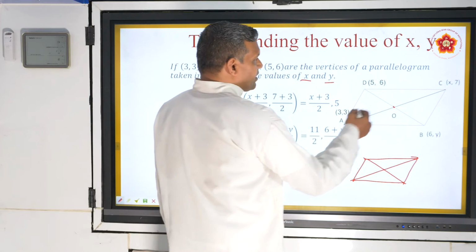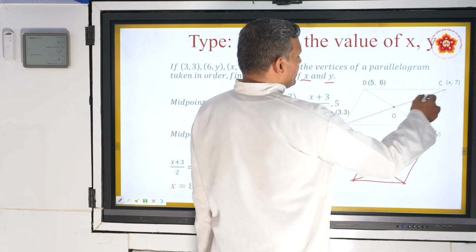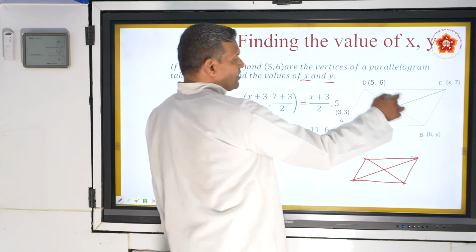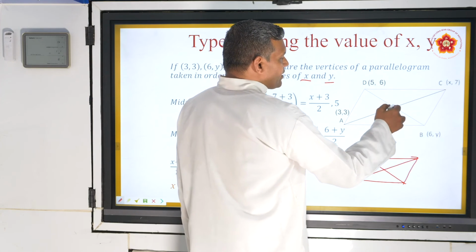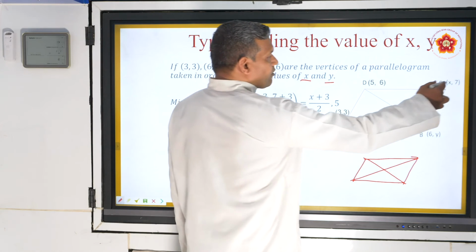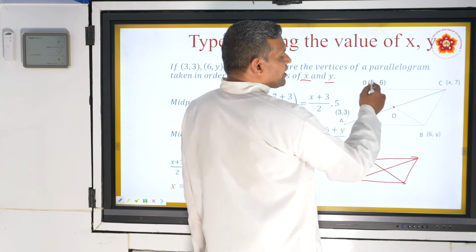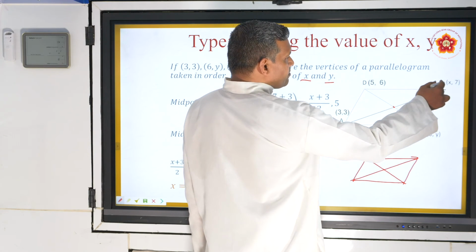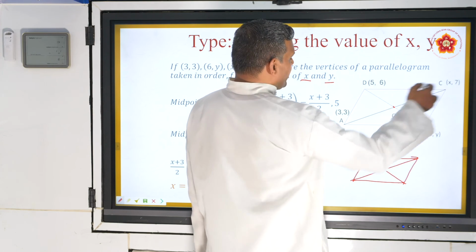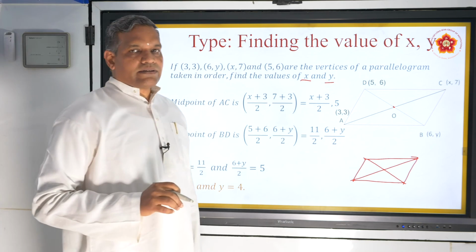So this is a point 3 comma 3, this is x comma 7, and then the midpoint I can easily find. And take these 2 points 5 comma 6 and 6 comma y and calculate the same midpoint. One midpoint value I get out of these two. Here I know the x value, here I don't know x, and here I know x. Here I don't know y, here I know y. So I can equate and get the answer.